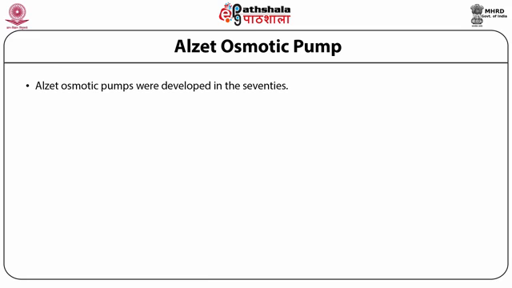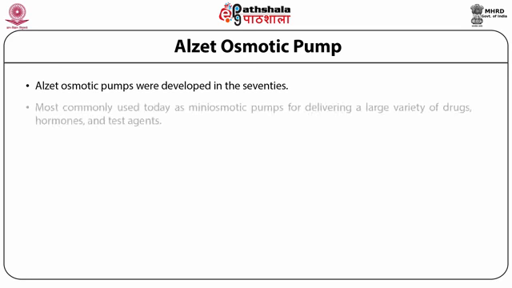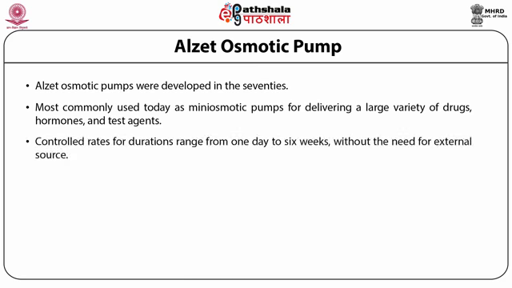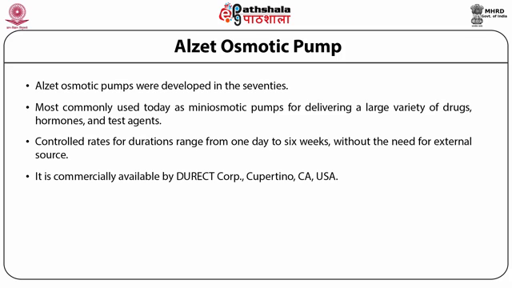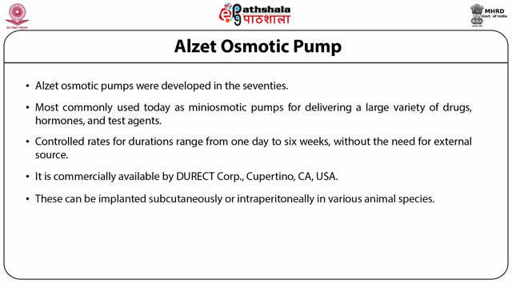ALZET osmotic pumps were developed in the 70s and are most commonly used today as mini osmotic pumps for delivering a large variety of drugs, hormones, and test agents with controlled rates for durations ranging from 1 day to 6 weeks without the need for an external source. It is commercially available through DURECT Corporation, Cupertino, CA, USA. These can be implanted subcutaneously or intraperitoneally in various animal species.